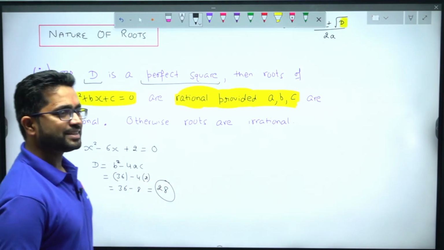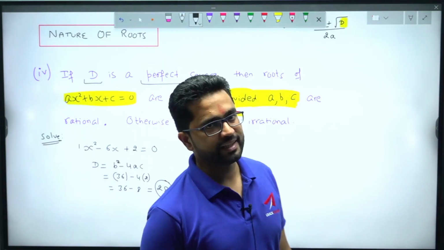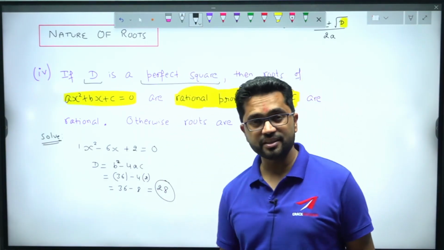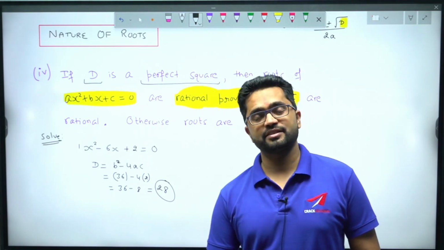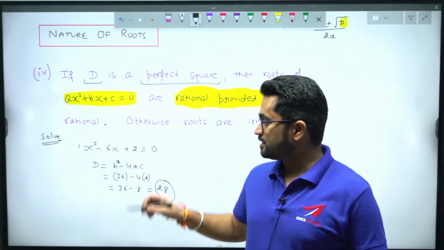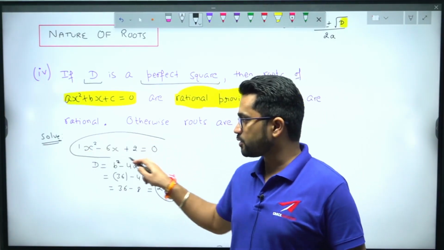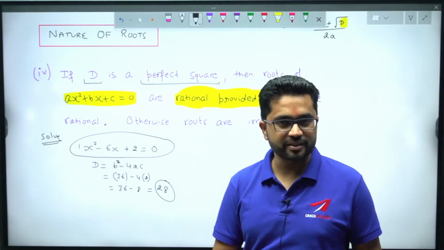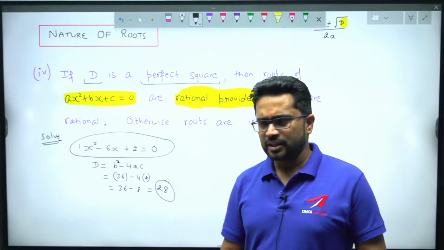Is 28 a rational one? No. Is 28 a perfect square? No, 28 is not a perfect square. 25 is a perfect square. Next is 36. So guys, if you figure out the roots of this equation, they will not be rational. Alright. So D will decide.